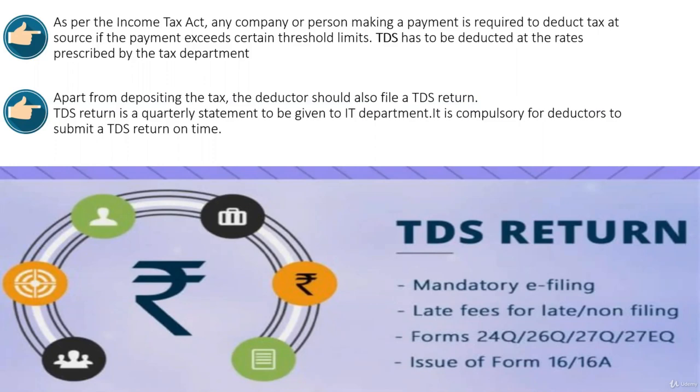TDS has to be deducted at the rates prescribed by the Income Tax Department, and the chart of that rate prescribes the nature of payment that a person is making.